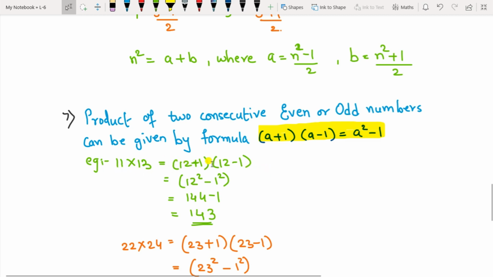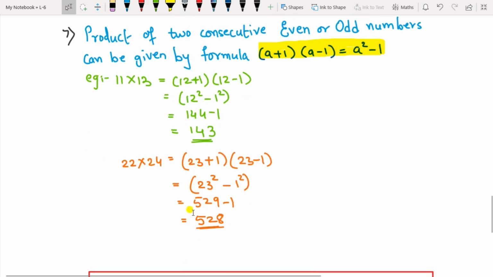Such a combination you have to see, and that is multiplied in the form of (a plus b) and (a minus b), and (a plus b)(a minus b) is a square minus b square, where b is 1 here. So this is 12 square minus 1 square, so that becomes 143. So this way you can find the product of two consecutive even numbers or two consecutive odd numbers.